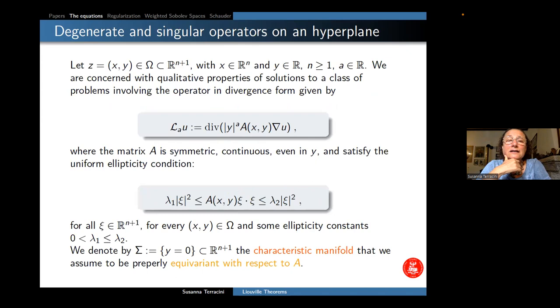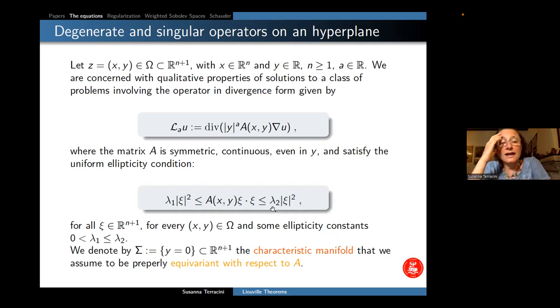Now, let's go to the very simplest case, which is the case when gamma is a hyperplane. And in this case, we have a divergence operator. As said before, the weight is the signed distance to the hyperplane. So it is the variable y, let's call it y, and x is the orthogonal variable. So we have an operator that we will call L_A, which is the divergence of modulus of y to the a times this matrix A, that may depend on x and y, applied to the gradient of u.